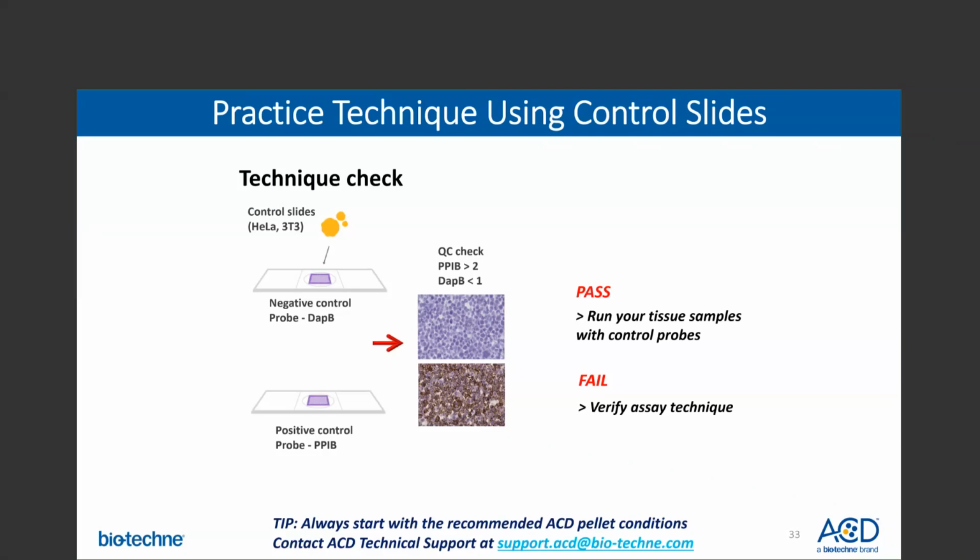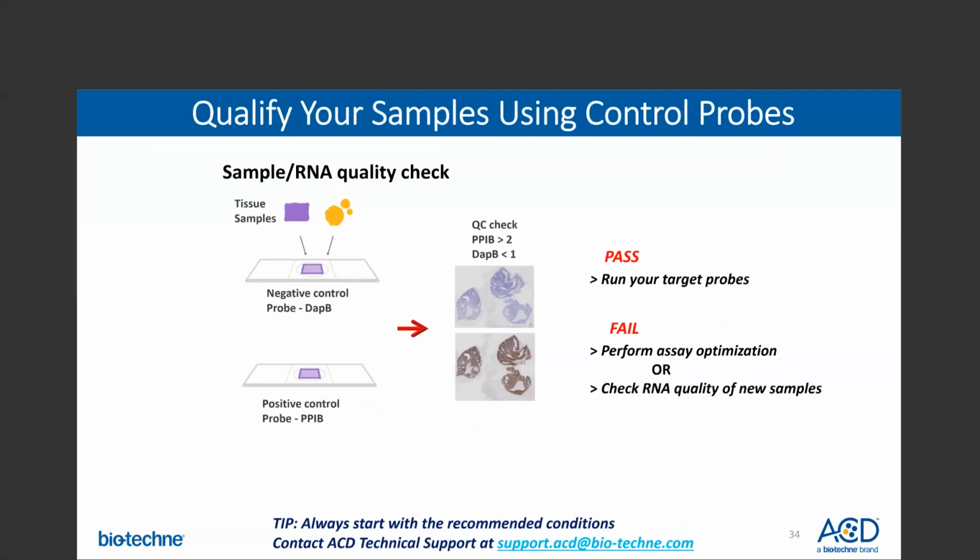So once the technique check has been done, as I said, the next step is to qualify your sample or do a sample RNA quality check. So again, in this scenario, you would run the positive and the negative control probes on your target tissue samples. And again, you should expect no to very little background with the negative control probe staining and robust staining with the positive control probe, which would qualify the RNA quality for the sample. If this passes, then we would recommend that you proceed with the target probe. If not, you would need to perform assay optimization or acquire new samples to check the RNA quality.